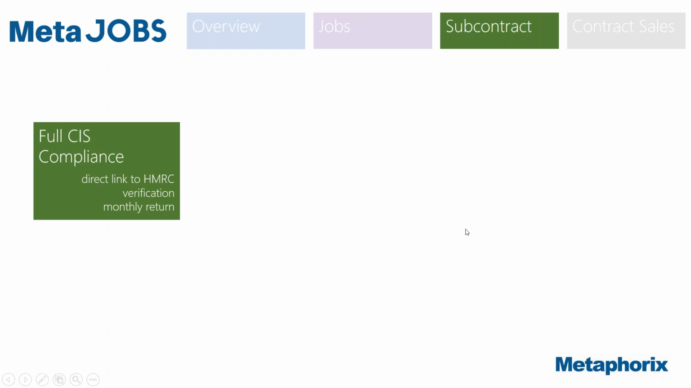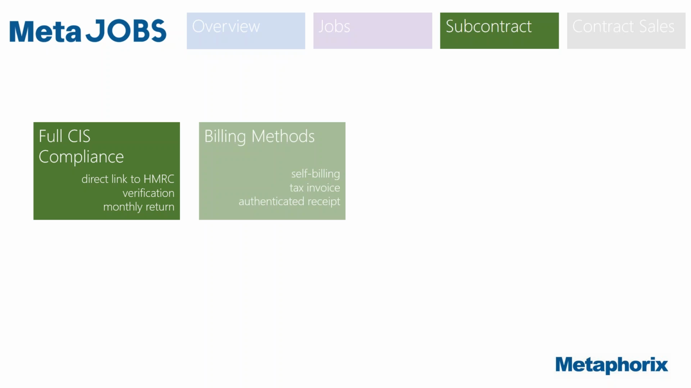The next section we're dealing with is the subcontractors. So MetaJOBs has a dedicated subcontractor module, so it's fully CIS compliant. We have a direct link to the Inland Revenue website, so verifications can be done directly from within the product, as well as monthly returns. So there's no need for any sort of third-party software to get those things running.